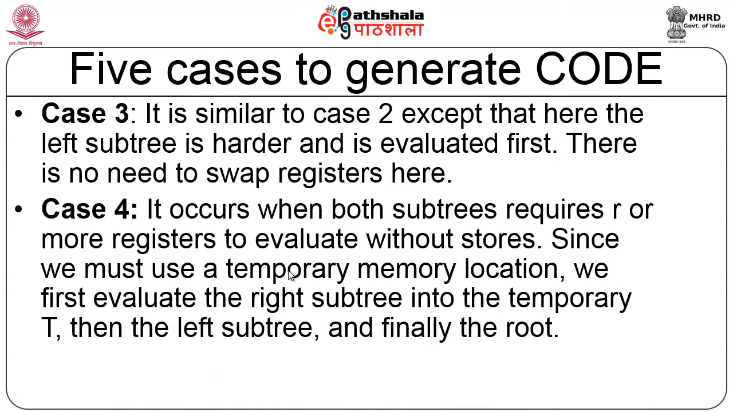And the last case occurs when both subtrees require r or more registers to evaluate without any store. Here we already know how many registers are required to compute a particular DAG. Now suppose the number of registers available in the R stack is less than the total number of registers required by the particular basic block. In that case we have to go for case 4, where we use a memory based instruction, and that will be computed using the memory itself rather than using registers.